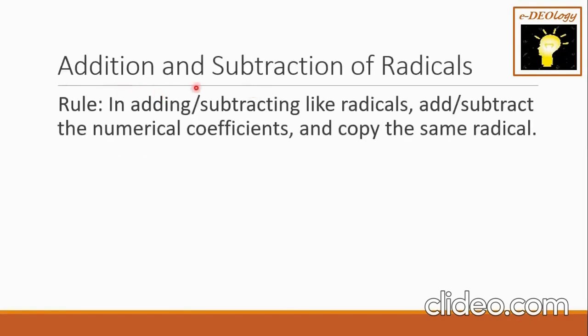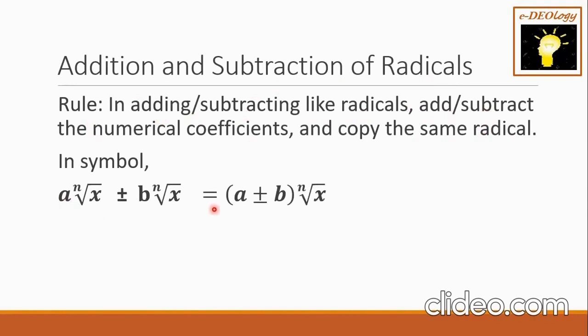Let's go now to addition and subtraction of radicals. As a rule, in adding or subtracting like radicals, add or subtract the numerical coefficients and copy the same radical. In symbol, we have a nth root of x plus or minus b nth root of x. The answer here is a plus or minus b, and then we affix the common radical, the nth root of x.